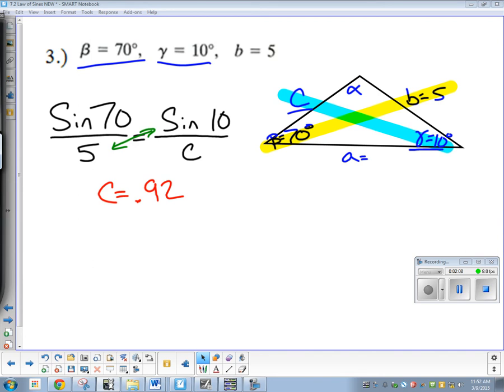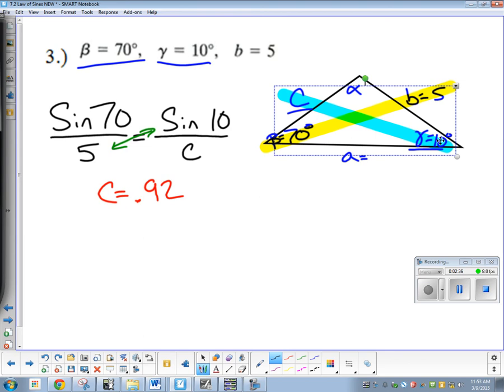It's not a right triangle, so C does not have to be the biggest one anymore. That's right. Does 0.92 make sense here? I'm going to say it does. Why does it make sense here? Because the 10 is so small. Very good, Katie. The angle across from it is a 10-degree angle, so the side is going to be little. It's a little angle, it's going to be a little side. 0.92 is okay. All right, we solved for C.